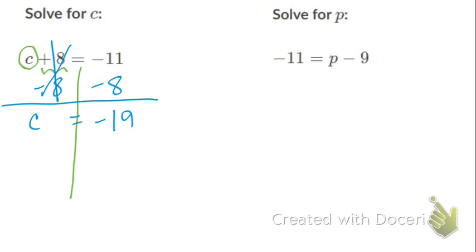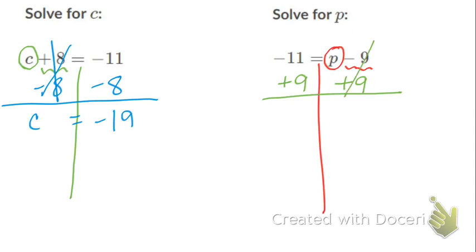Now let's look at the one on the right. So again, you always start off and draw a line where the equal sign is to signify the two sides of the equation. You look at that variable and you say, what's happening to that variable? What's keeping it from being by itself? Right, we are subtracting 9. Then you say, well, what's the opposite of subtracting 9? Adding 9. So I'm going to add 9 to both sides.